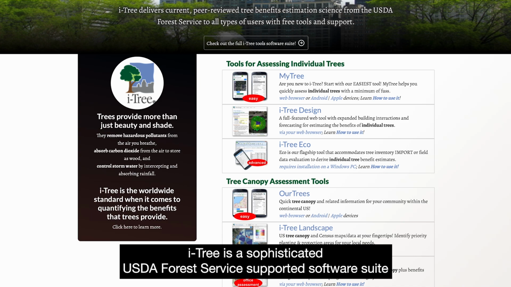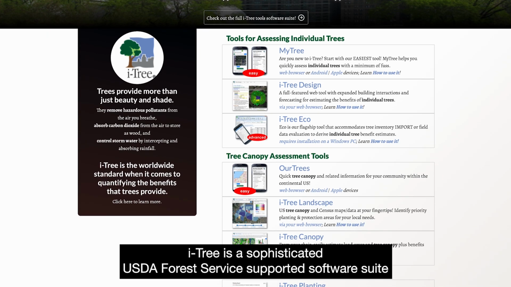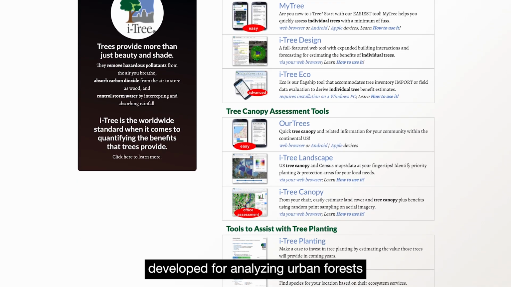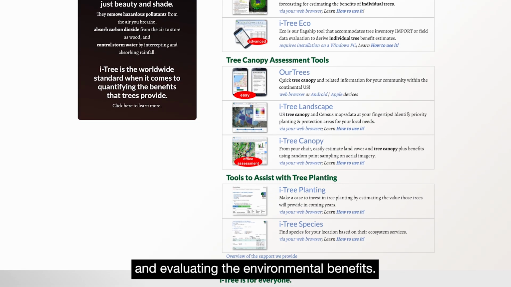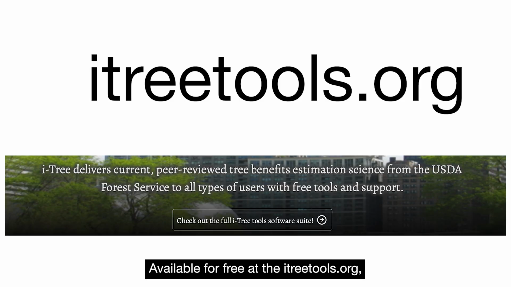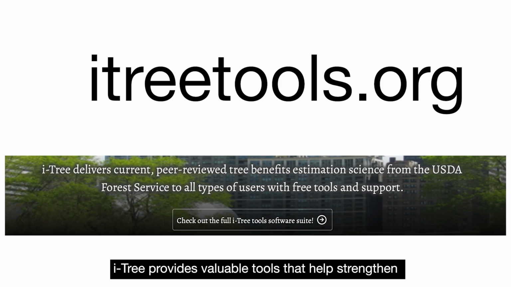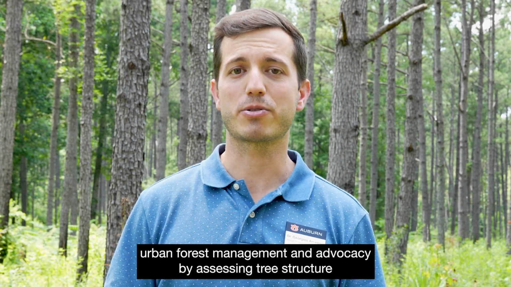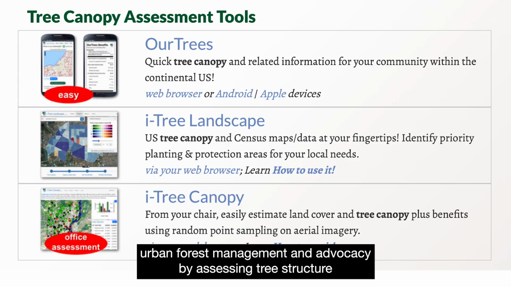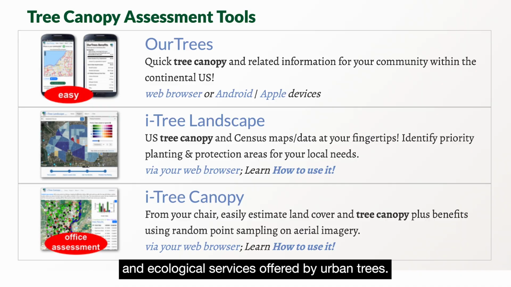iTree is a sophisticated USDA Forest Service supported software suite developed for analyzing urban forests and evaluating their environmental benefits. Available for free at itreetools.org, iTree provides valuable tools that help strengthen urban forest management and advocacy by assessing tree structure and the ecological services offered by urban trees.